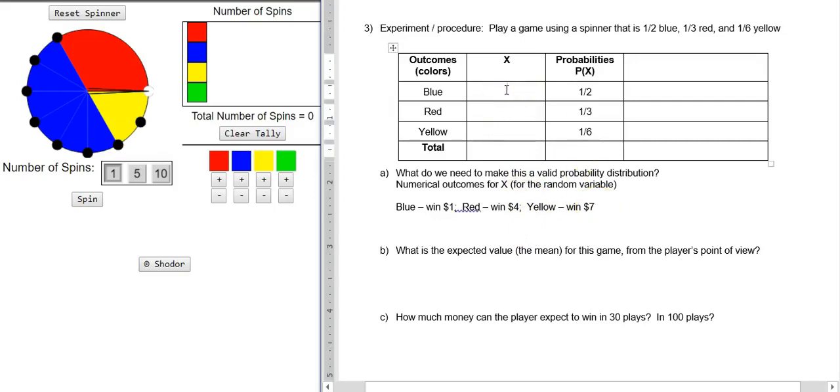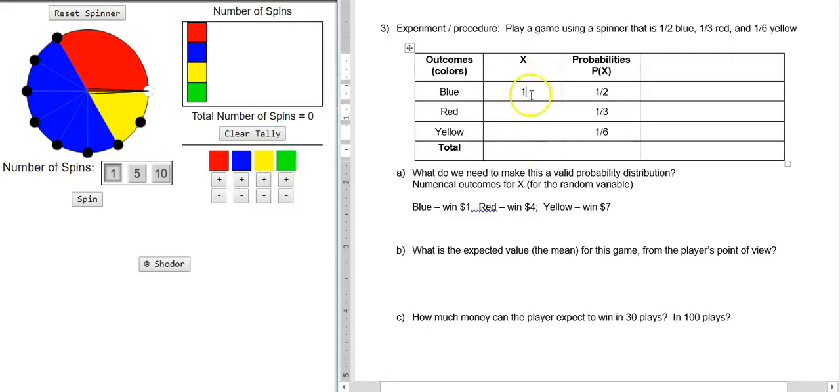So if I'm playing this game, I'm going to put these outcomes as that I'm winning money each time. That means my outcomes here are going to be positive numbers. So I have a +1, +4, and +7. To make sure that this is a valid probability distribution, I would want to make sure that my 3 probabilities do add up to 1. And if you go through and add the fractions, yes, they do add up to 1.